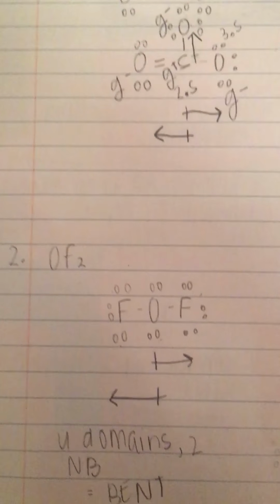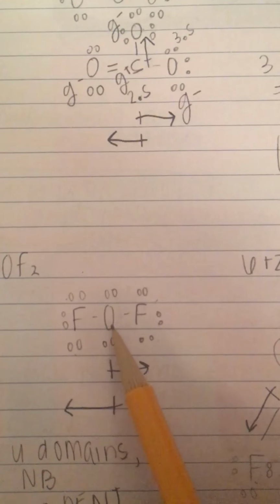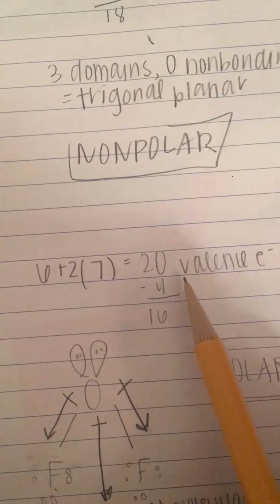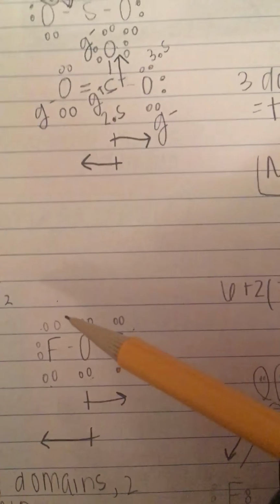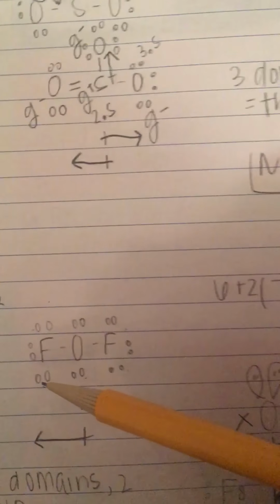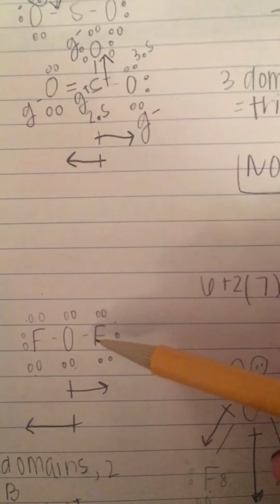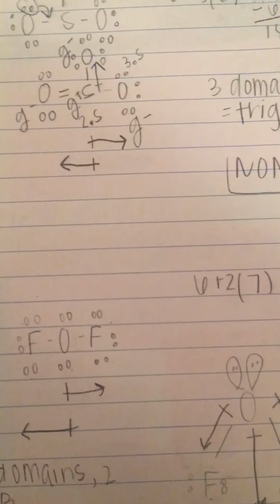So now we have OF2. First we have to do the Lewis structure. The least electronegative, O, goes in the center, with F on the outside. 6 plus 2 times 7 equals 20, minus 4 for the bonds, so it gives us 16. So octets: 2, 4, 6, 8, 10, 12. We have 4 left over, so we put them on the central atom. Now we count, and they all have octets.